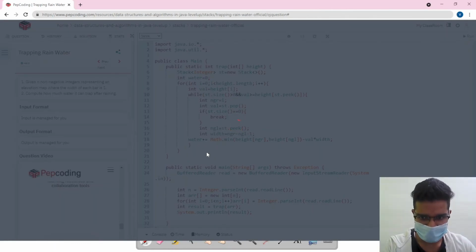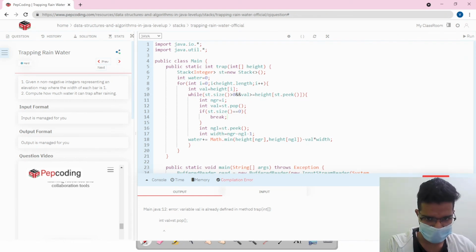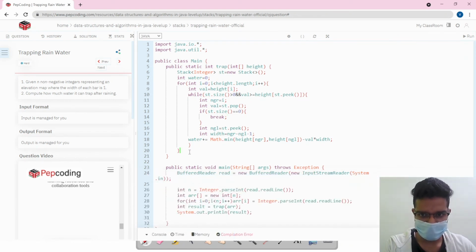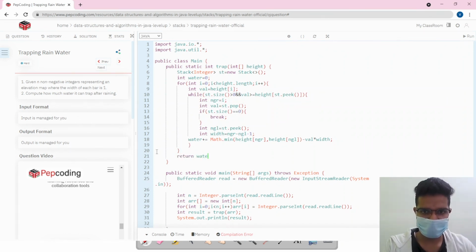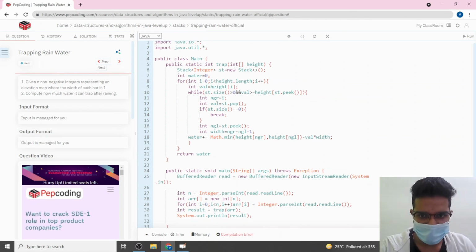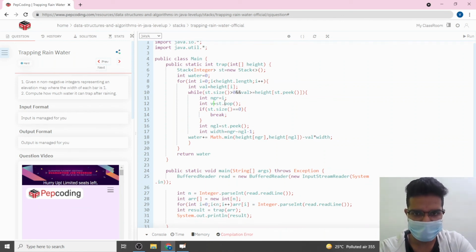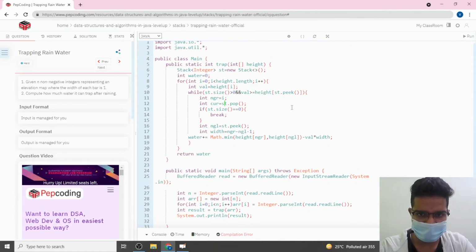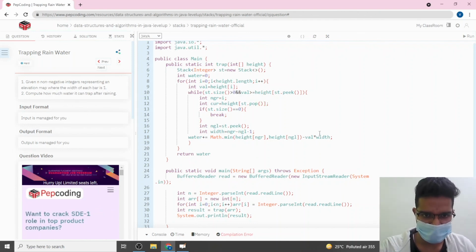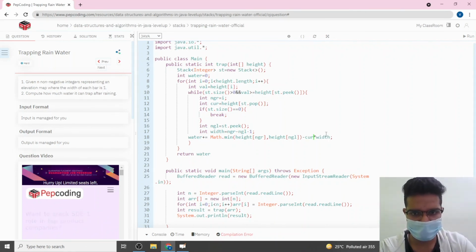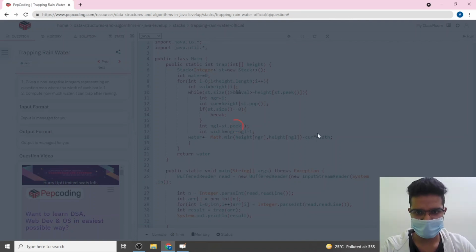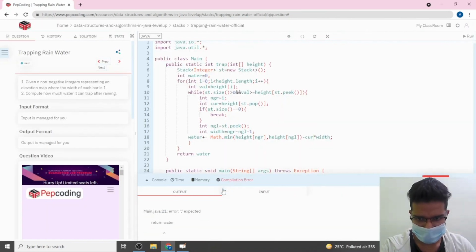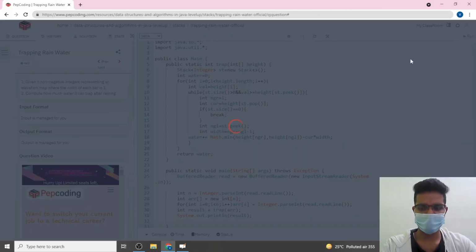Also I've not returned it, I think. So let's return it. Also if there's some error. Yeah. Return water. Right here, I have already used the value variable here. Let it be current. Also height[st.pop()], because it is going to store the index, so you have to extract the value, and minus current, into width. Now let's try running it. Return water. Okay, small mistake.